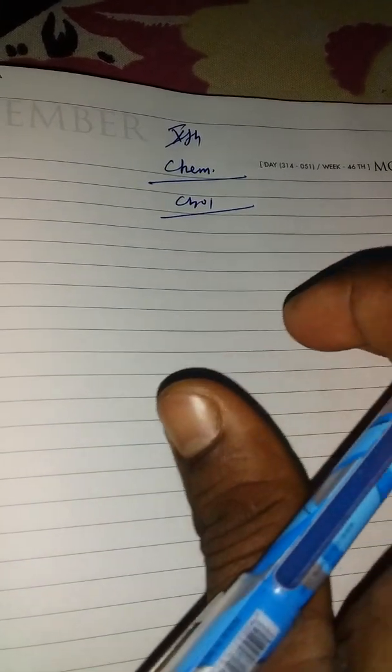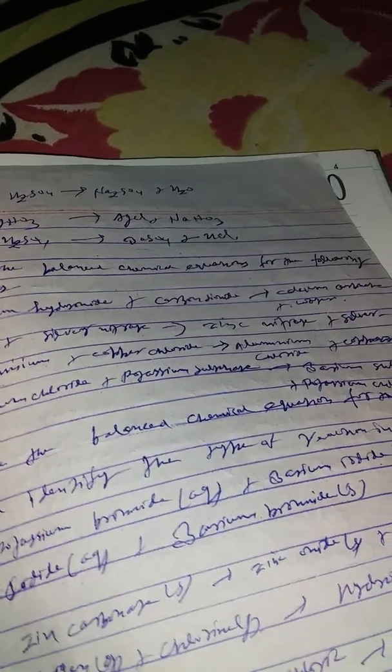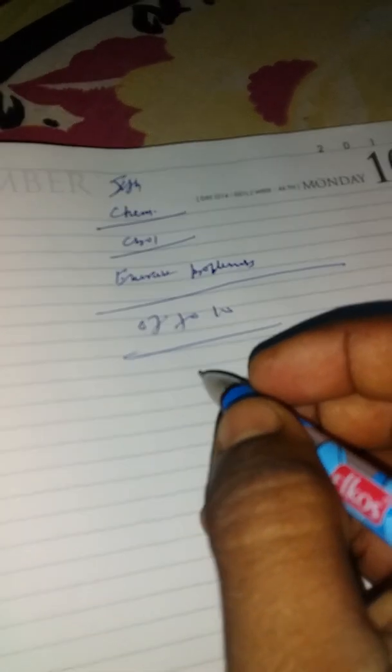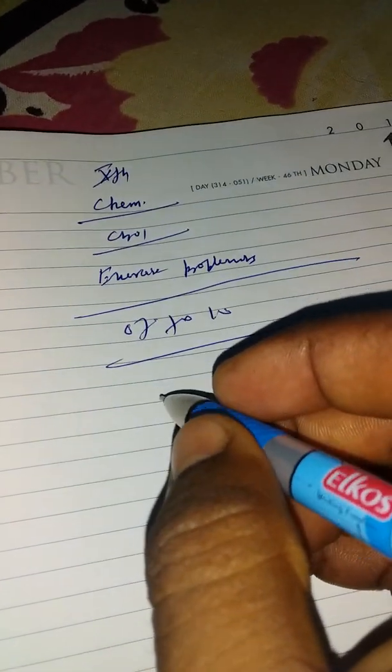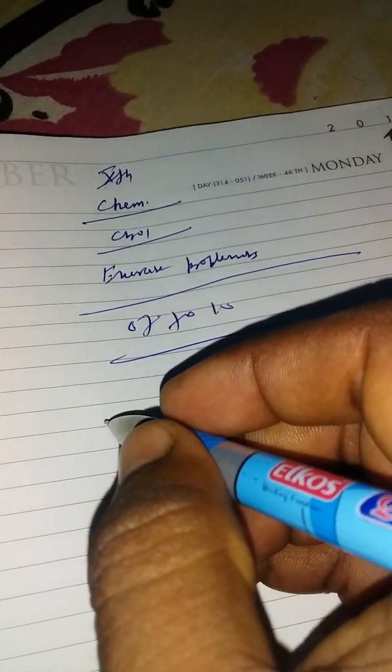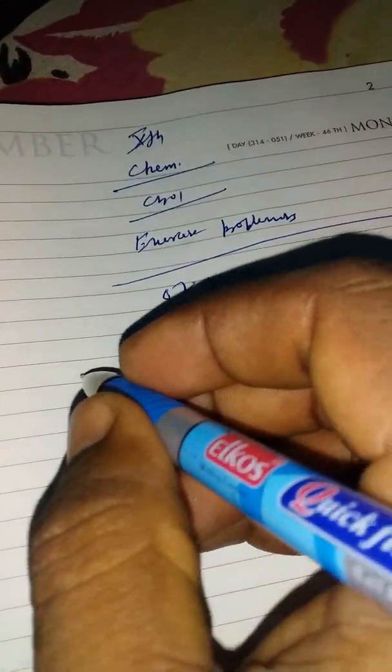Yesterday we had discussed exercise problems of NCERT, question number 7 to 10. Today we will discuss the rest of the problems of chapter 1, that is 11 to 20. So let us start with question number 11.